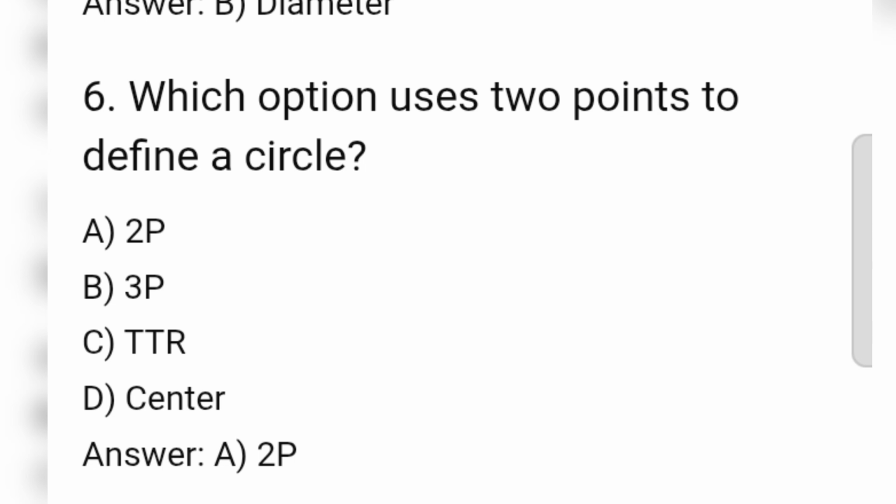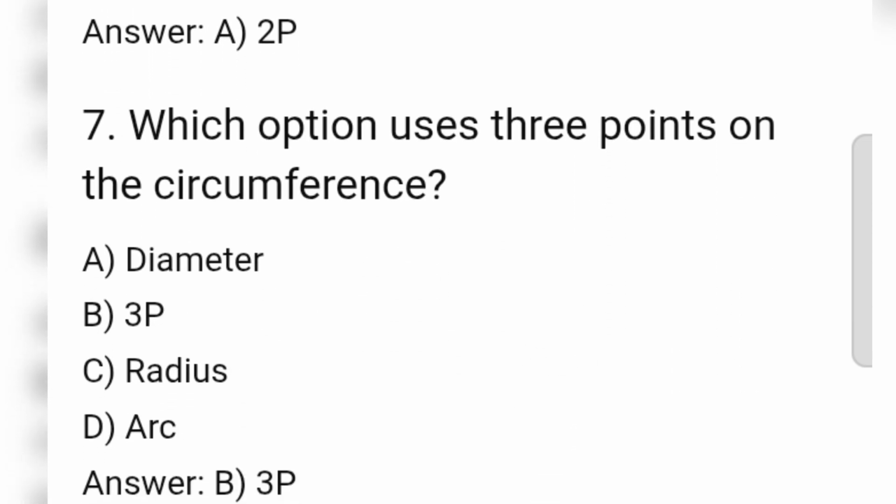Question number 6. Which option uses 2 points to define a circle? Option A 2P, option B 3P, option C TTR, option D center. Answer is A, 2P. Question number 7. Which option uses 3 points on circumference? A diameter, B 3P, option C radius, option D arc. Answer B, 3P.